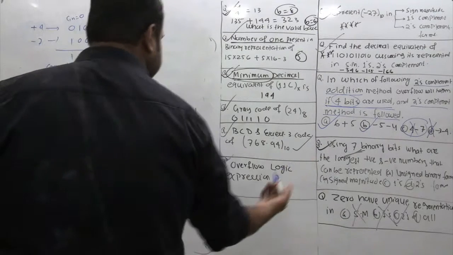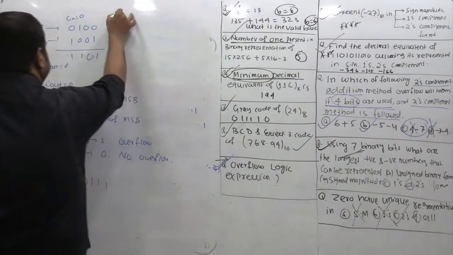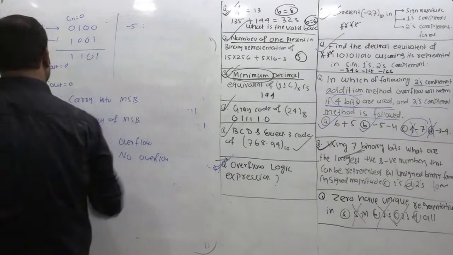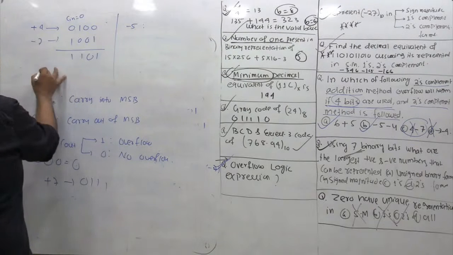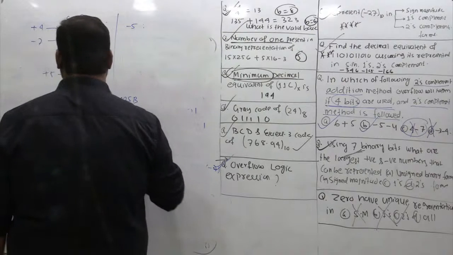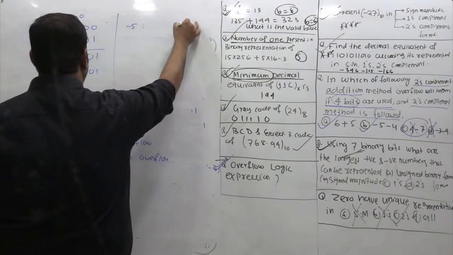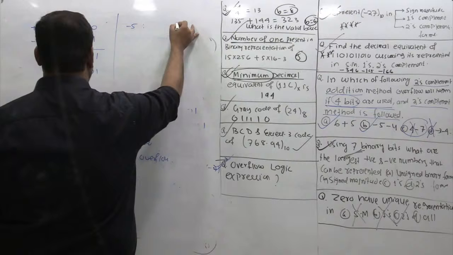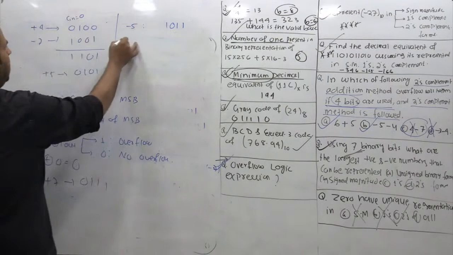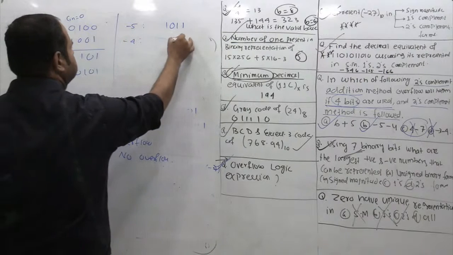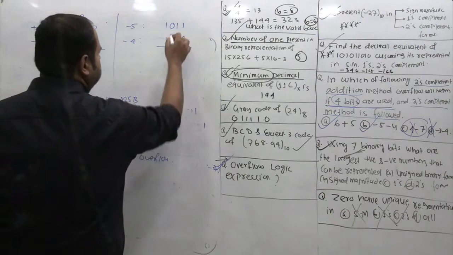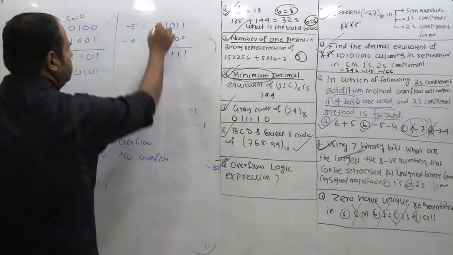And you can take any case. For example, if you take minus 5 and minus 4. So minus 5, what is the representation? Plus 5 is 0, 1, 0, 1. Minus 5, you have to take 2's complement of this. You get 1, 0, 1, 1. This is minus 5. And minus 4, you will get this. This is minus 4.